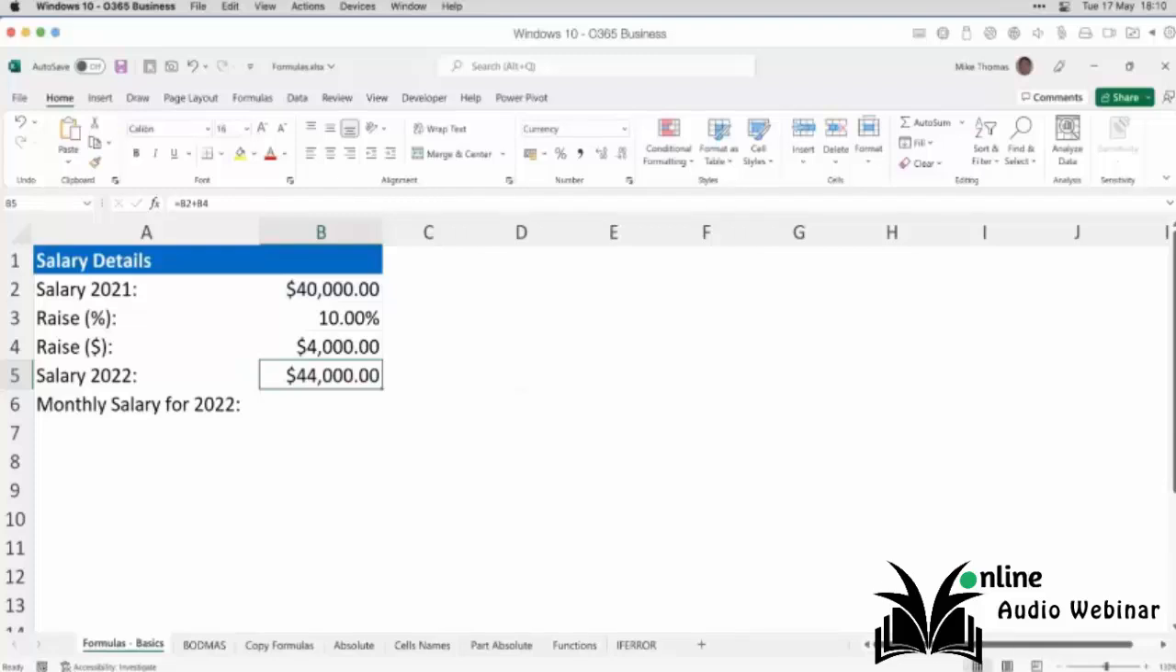And the monthly salary, that's going to be B5 divided by 12. So we can actually type fixed numbers in there. It doesn't always have to be cell references, and that gives us the monthly salary.